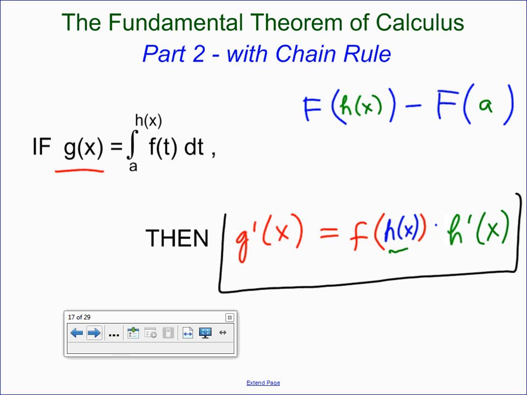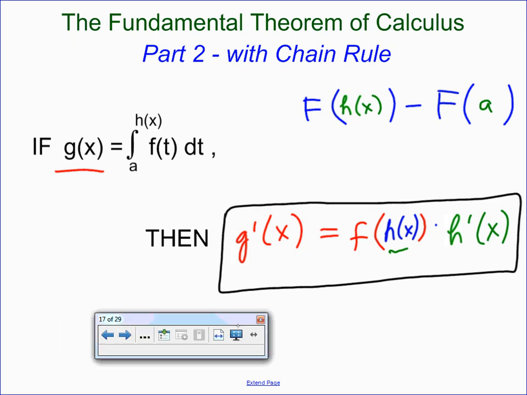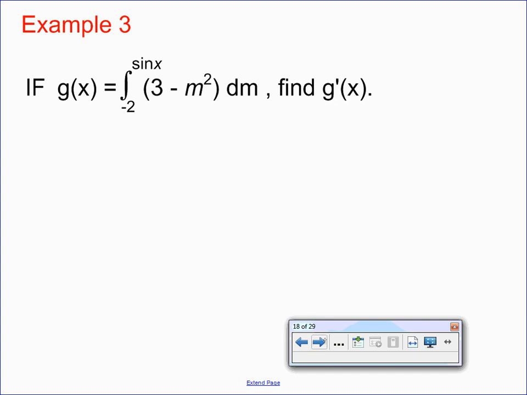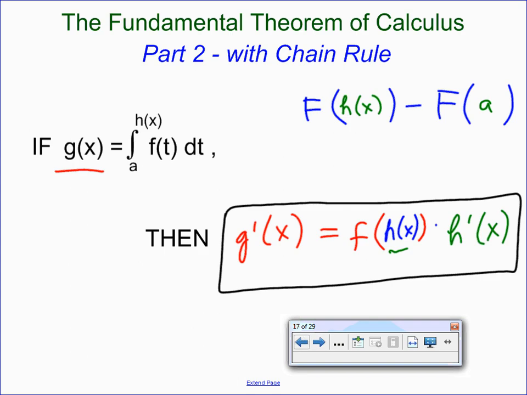So let's see what that looks like when applied to an upper limit that's not just plain Jane x. Here we go. If g is given by the integral from -2 to sine of x of 3 minus m squared with respect to m, can we find g prime of x? That is the derivative of that integral defined expression? Yes, most certainly we can. It's simply going to be my integrand function evaluated at my upper limit, then times the derivative of my upper limit. What would that look like?